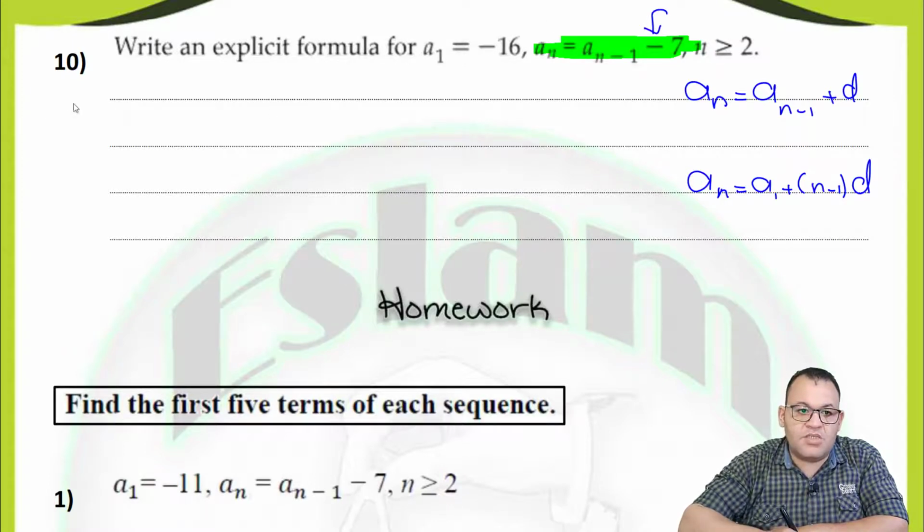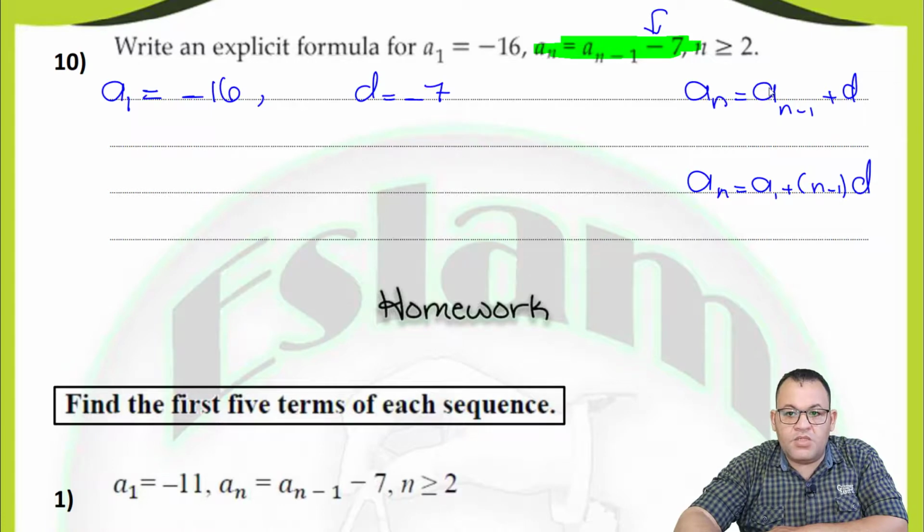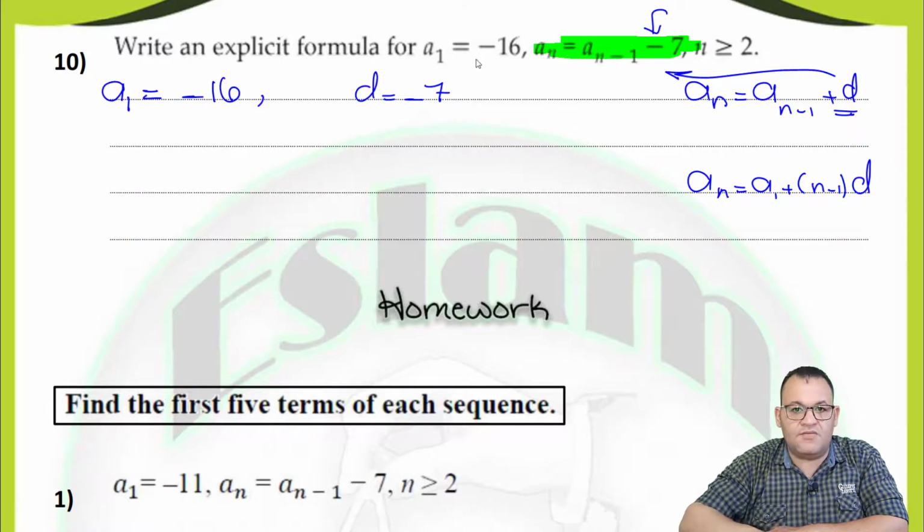To find the arithmetic sequence, we need to find a1. What is the value of a1? From the given, a1 is equal to negative 16. And we need to find the common difference. Each time you subtract 7, so the common difference is negative 7. Because we said it's written in the form an equals an minus 1 plus d, where plus d is the common difference. Plus d equals negative 7, so d equals negative 7.